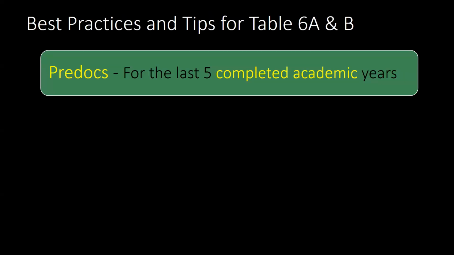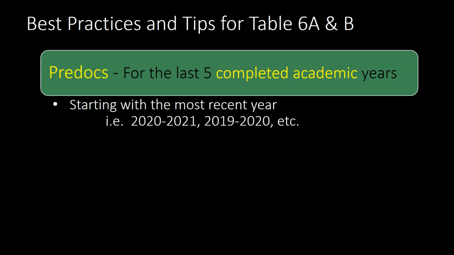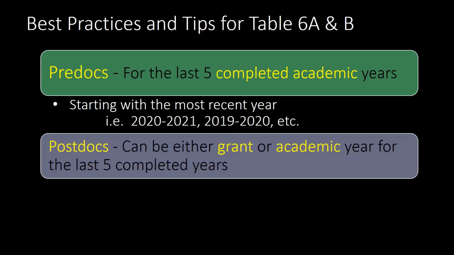Okay, so best practices, coming up to the end of my presentation here. For the last 5 years for pre-docs, it really should go by academic years because they go by academics. And for postdocs, it could be the academic year or the grant year or the fiscal year, however you want to do it. It just needs to be consistent.